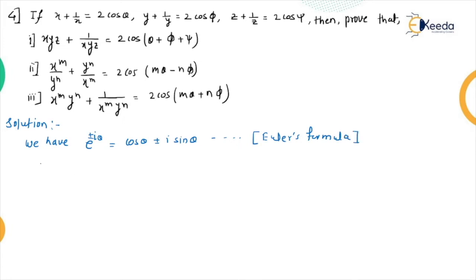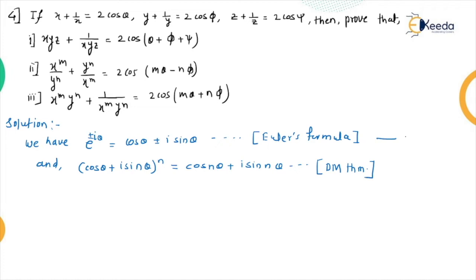Also, we have that cos theta plus i sin theta, bracket power n, can be written as cos n theta plus i sin n theta. So we call this de Moivre's theorem. For reference, let us call these equation number 1 and equation number 2. Now, what is given? Given x, y, z.